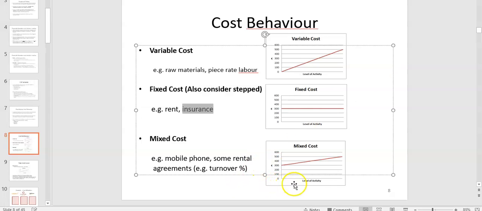And then you can have a mixed cost, where for no level of activity, you still have a certain amount of cost to cover. But then as activity goes up, it also jumps up as well. So you notice in the fixed cost and the mixed cost, even at no level of activity, you still have to cover those costs.